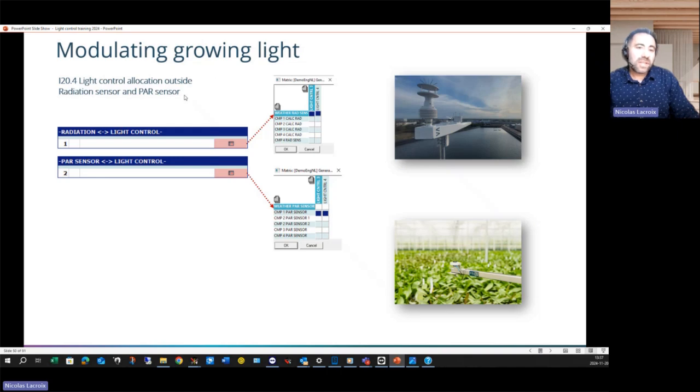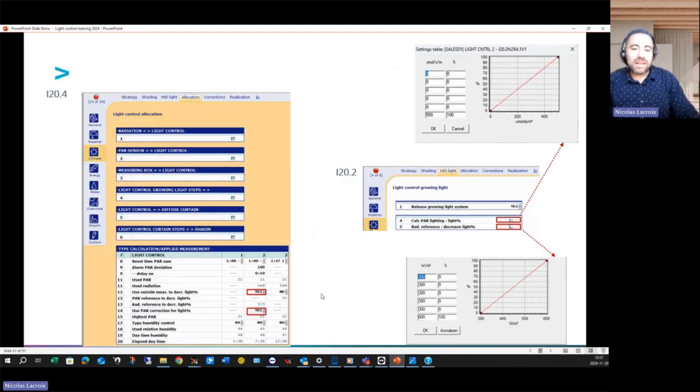So light control, you can allocate outside radiation and power sensor again. But now that time you can set both line 13 and 14 to yes here. So what will happen instead of using the inside PAR to decrease the light, you will use the outside radiation and the PAR correction. So you can use both.